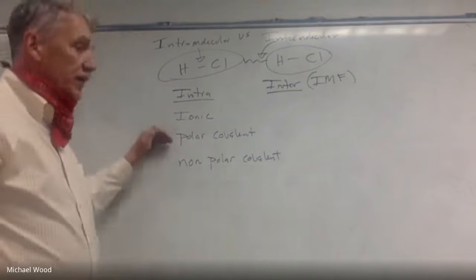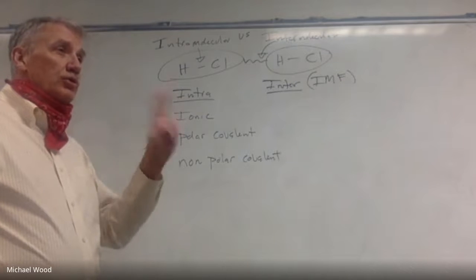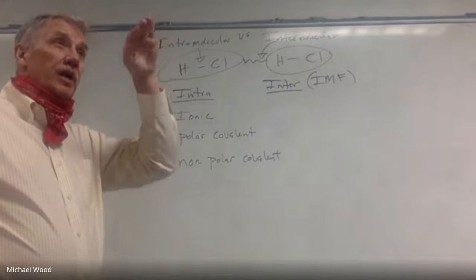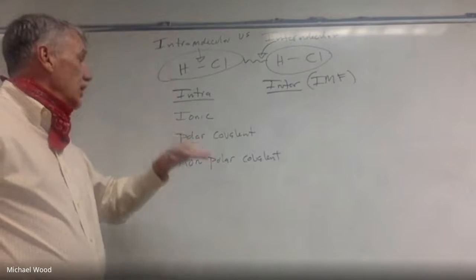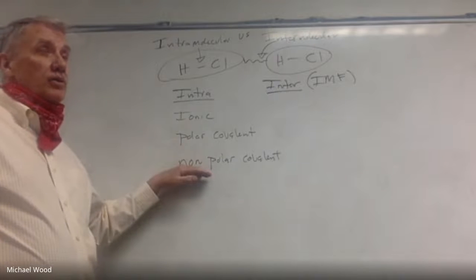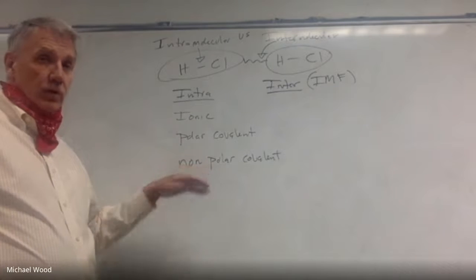Okay, I'll say it again, and I said this a lot the last couple of weeks. Polar covalent is when we have two non-metals, but one of those non-metals is in that upper right-hand section: N, O, F, or Cl. Non-polar covalent is when we have two non-metals, but it does not include N, O, F, or Cl. Okay with that?